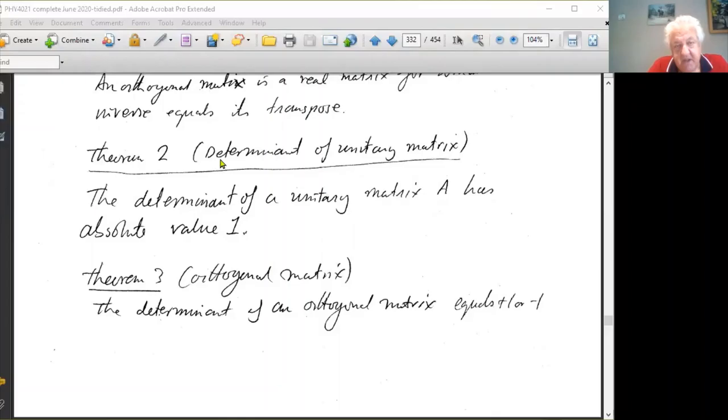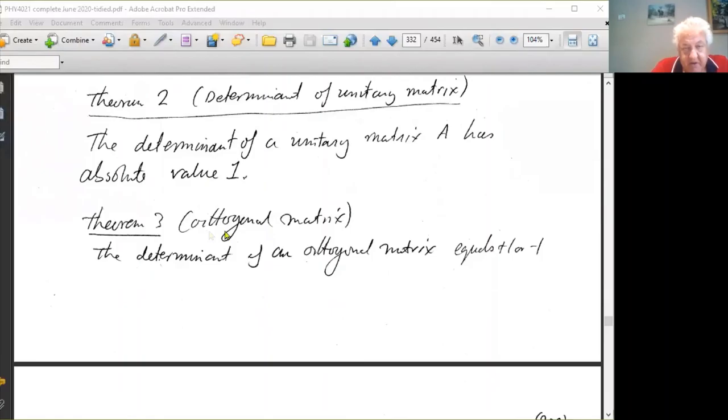Theorem 2. Determinant of a unitary matrix. The determinant of a unitary matrix A has absolute value 1. The determinant of a unitary matrix may have a complex value. So the condition is that for any unitary matrix, the magnitude of the determinant must be 1. Whether it's complex or real, the magnitude must be 1. For an orthogonal matrix, the determinant equals plus 1 or minus 1. In other words, the determinant only has real values, and those real values are restricted to plus 1 or minus 1.